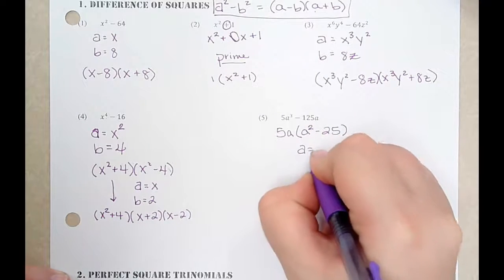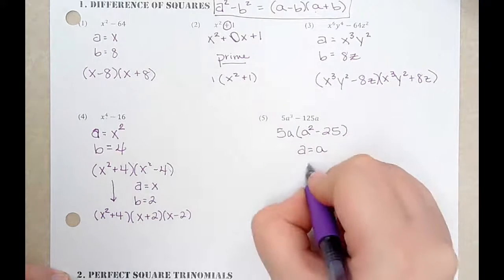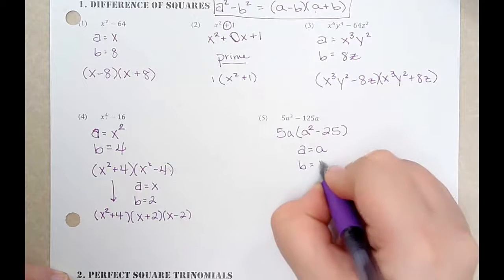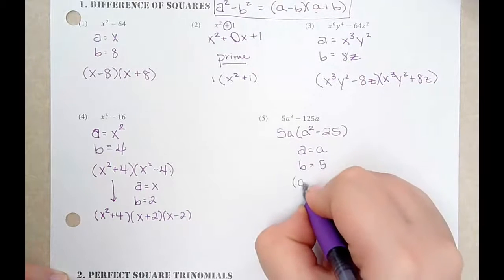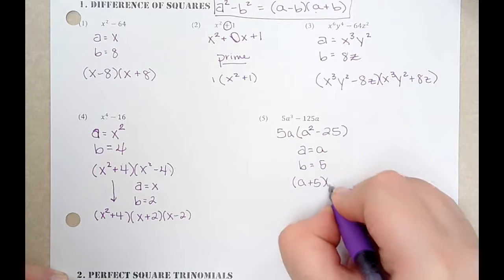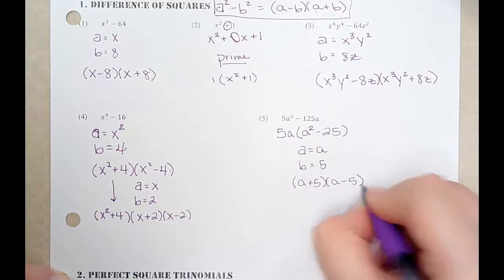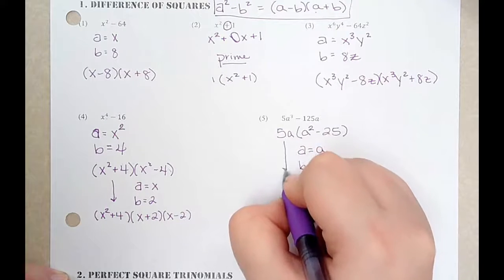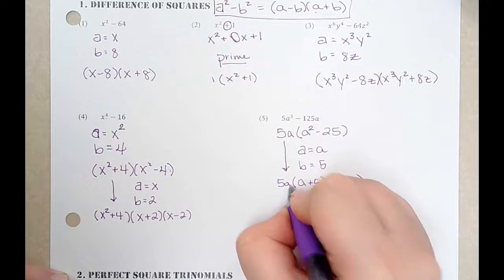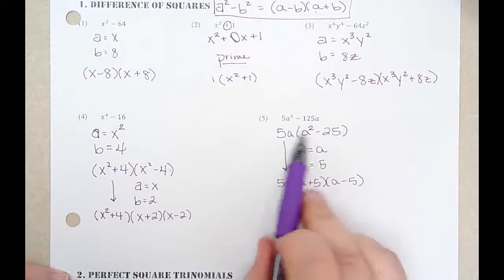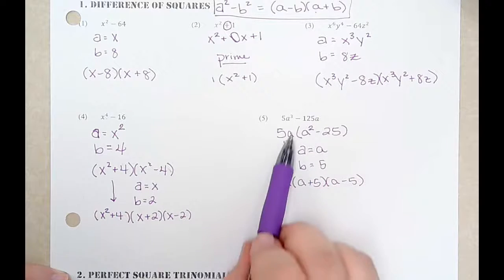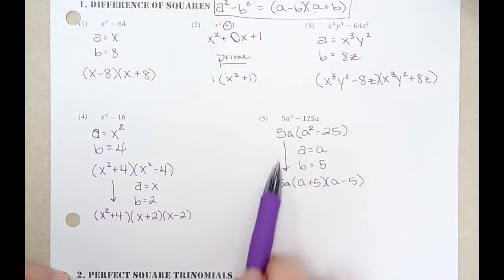Now we do have a difference of squares that we can work with. Our a is nicely just a this time. Our b is 5, so we write a plus 5, a minus 5. Don't forget to bring that other piece down, 5a. The analogy I give is if you cut a steak into 3 pieces, you wouldn't just leave one piece on the plate, you would also want to eat that. So make sure you bring that down.